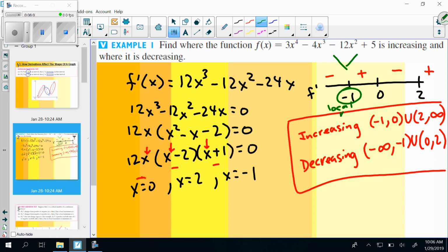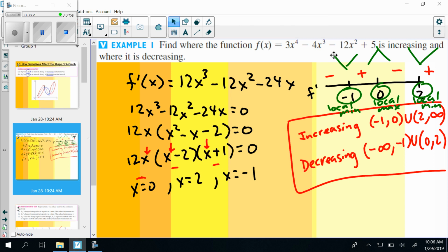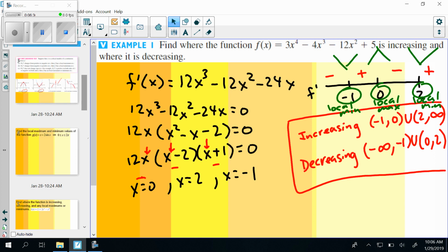Local minimum. At 0, we got an increasing slope and a decreasing slope. So 0 is a local max. At 2, decreasing and an increasing slope. So this one is another local min. So the first derivative test can help you determine if things are minimums or maximums.